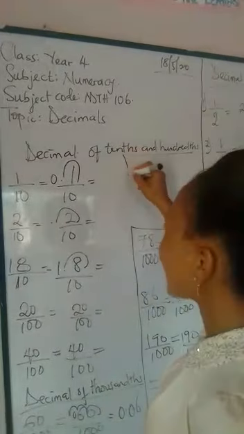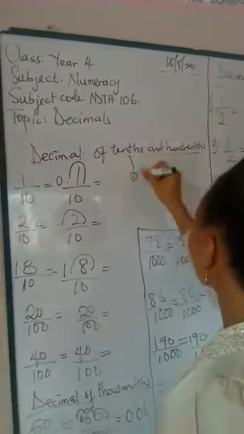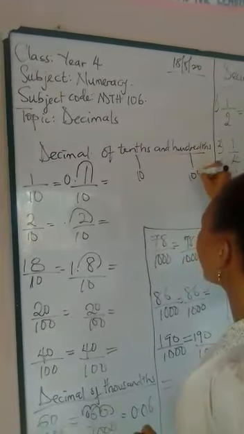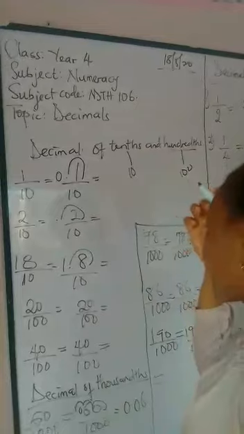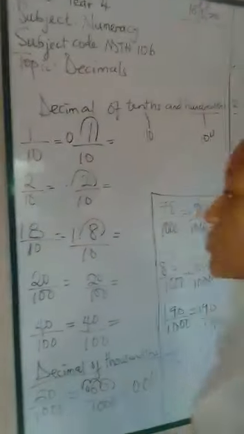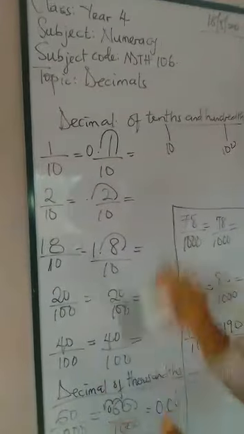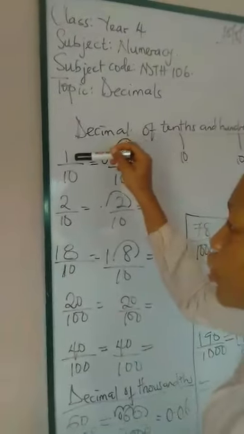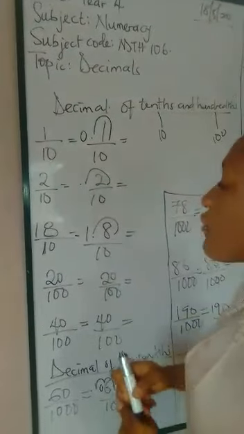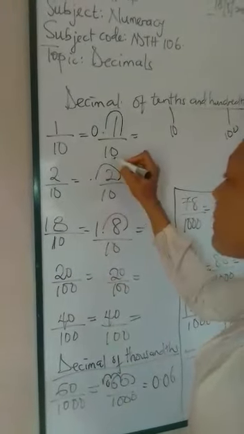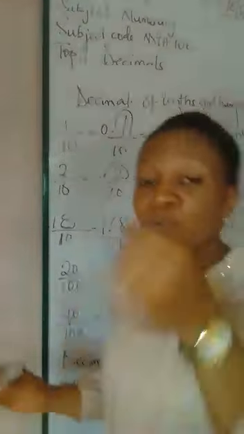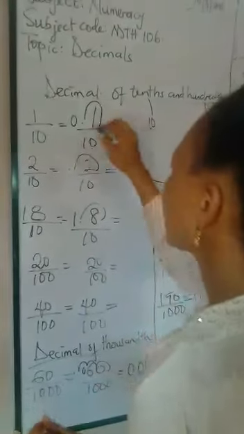Remember, when I say 10, I refer to fractions that are in tens, and when I say 100, I refer to fractions that are in hundreds. Okay? For example, 1 over 10. We want to get the decimal of this fraction. To get the decimal of fractions in tens, you simply move your decimal point once.